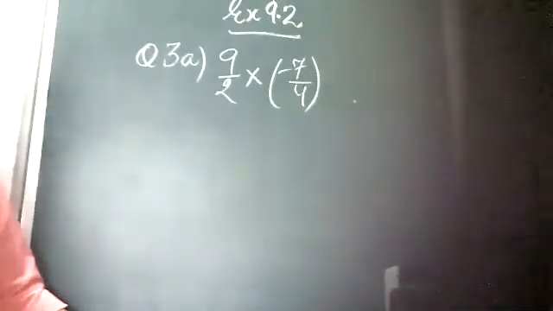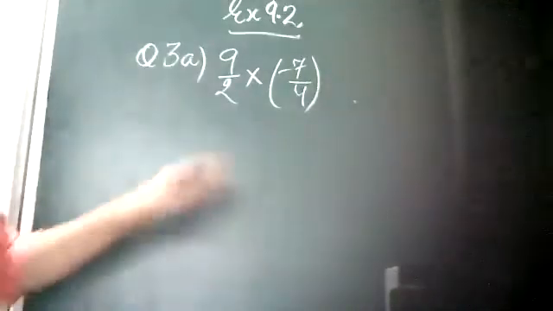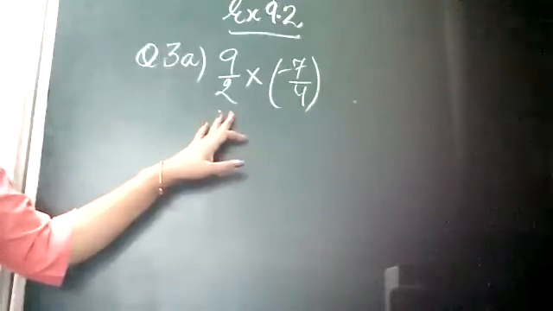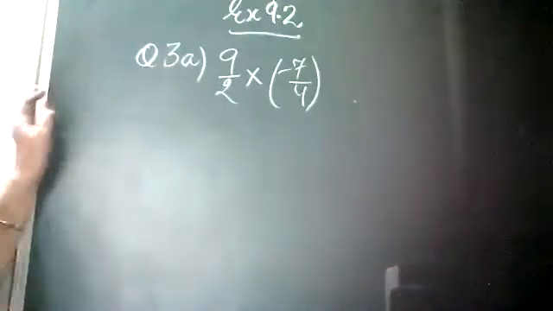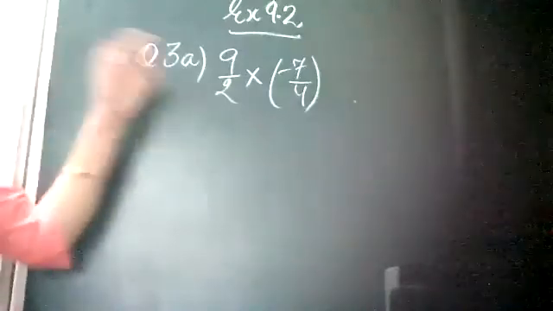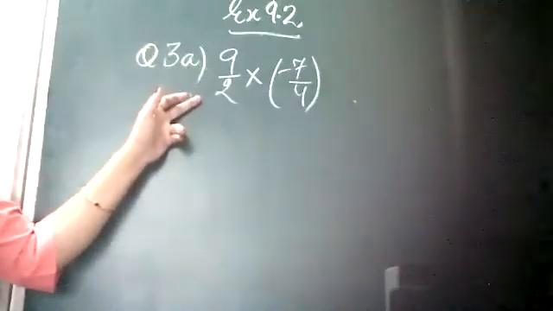Today we are going to start with exercise 9.2, question number 3. You have to find the product of these numbers: 9 by 2 multiply minus 7 by 4. Here in this question, we have to see whether the numerator and denominator both are going in the same table or not.